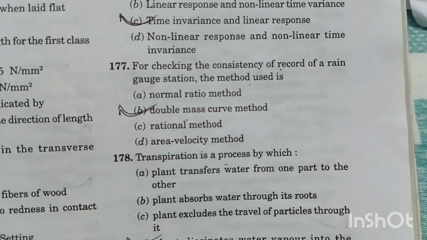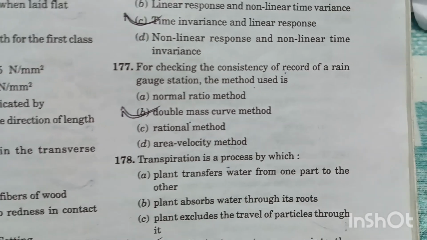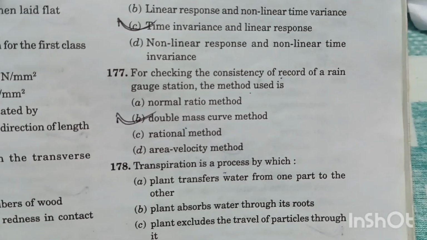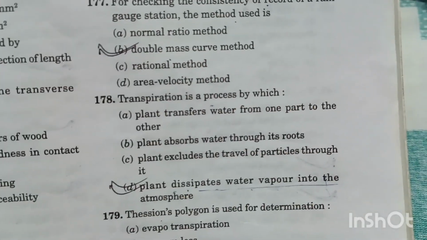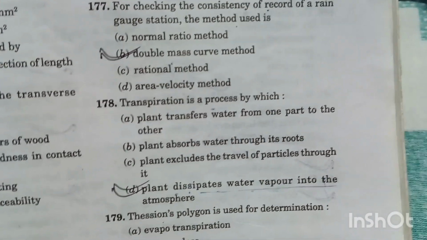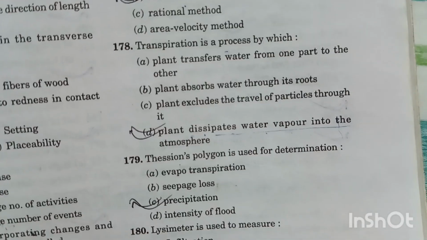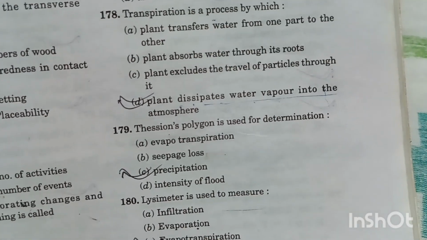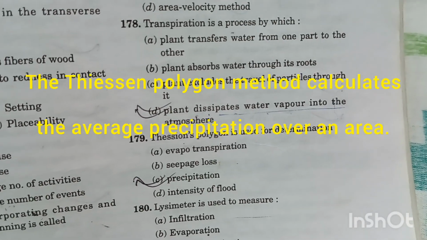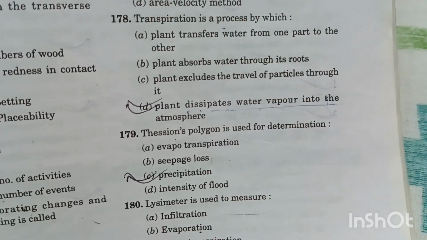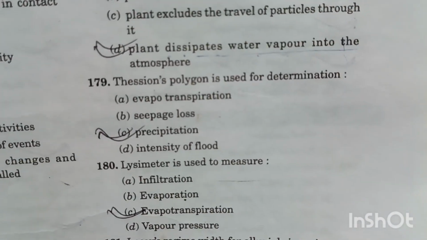Question number 177. For checking the consistency of record of a rain gauge station, the method used is the double mass curve method. Option B is the right answer. Question number 178. Transpiration is a process by which plants dissipate water vapor into the atmosphere. Option D is the right answer. Question number 179. Thiessen polygons are used for determination of precipitation. Option C is the right answer. Question number 180. Lysimeter is used to measure evapotranspiration. Option C is the right answer.